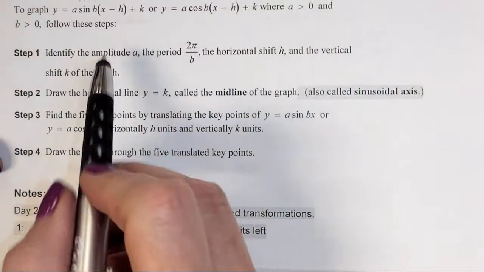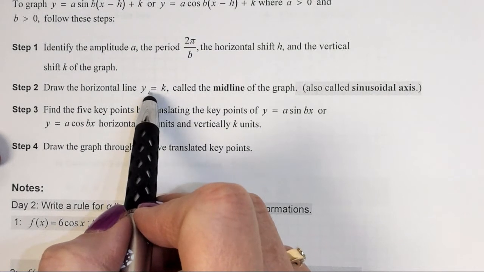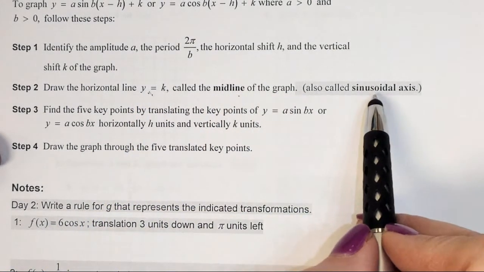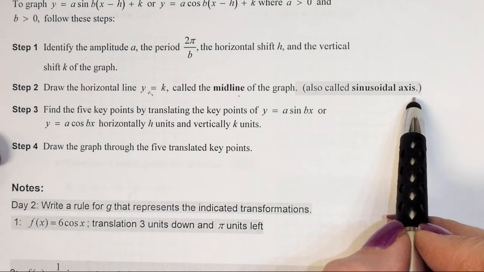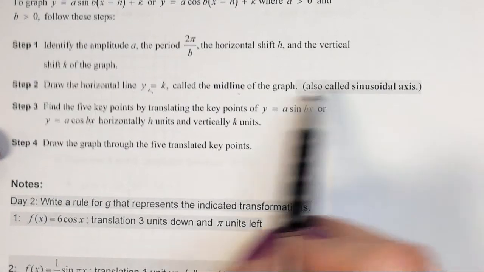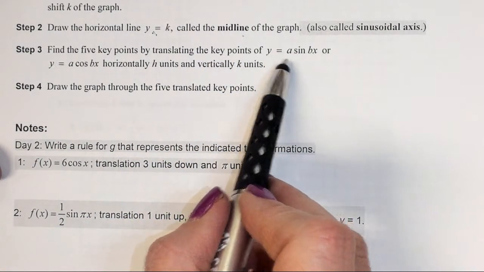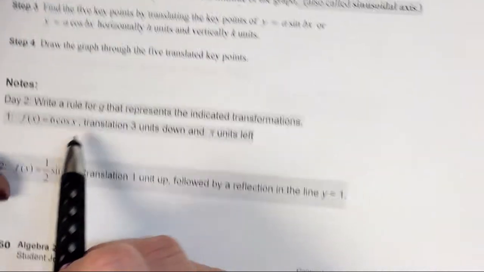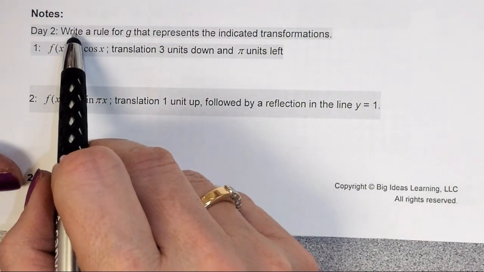Okay, now, if we have a shift up or down, whatever that shift is, it's going to be called the midline. In pre-calc next year, you might also see it called the sinusoidal axis. Okay? I'll show you that as we go along. You're always going to find the 5 key points by translating those points however is necessary. Let's do this first. It says in your notes, you're going to have to add it.